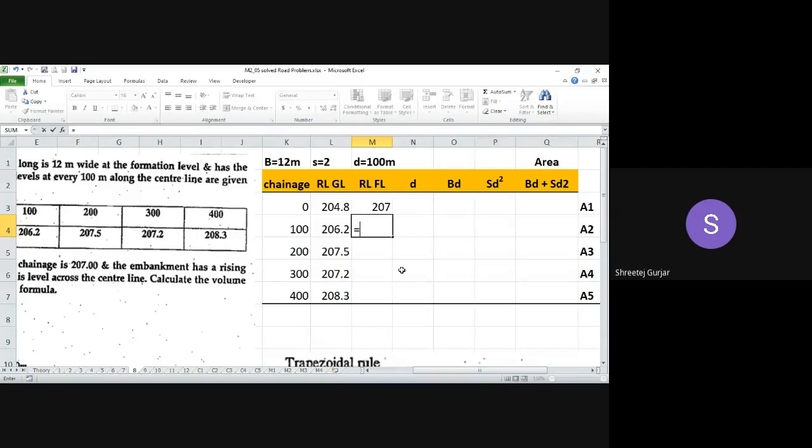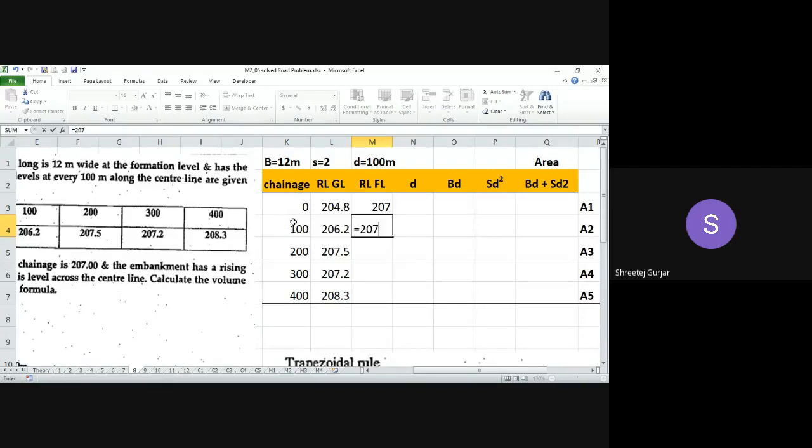Quickly you have to answer. Don't feel shy. Yes, how much? 1, right? 1 for every 100 meters. So what is the answer? Yes, 208. Okay, correct.